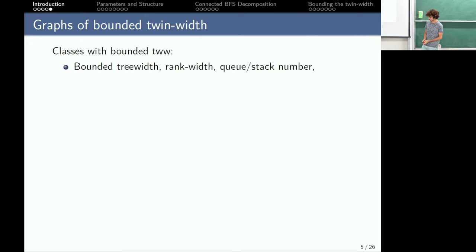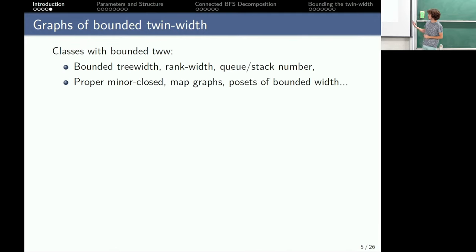But what graphs do these apply to? What classes does twin width capture? Is it fast enough? Actually, bounded treewidth, bounded rank width graphs, and bounded queue and stack number graphs all have bounded twin width. So if you take any class that is already bounded with respect to one of those parameters, it's also bounded with respect to twin width. And some classes aren't necessarily bounded for the other parameters: proper minor closed classes, map graphs, and posets of bounded width also have bounded twin width.